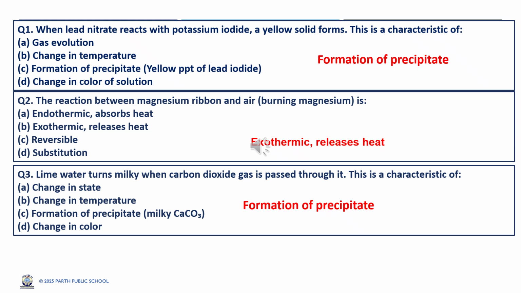Question number 2. The reaction between magnesium ribbon and air is A. Endothermic, B. Exothermic, C. Reversible, D. Substitution. And the correct answer is it's an exothermic reaction which releases heat. Question number 3. Lime water turns milky when carbon dioxide gas is passed through it. This is a characteristic of A. Change in state, B. Change in temperature, C. Formation of precipitate, D. Change in color. The correct answer is formation of precipitate.